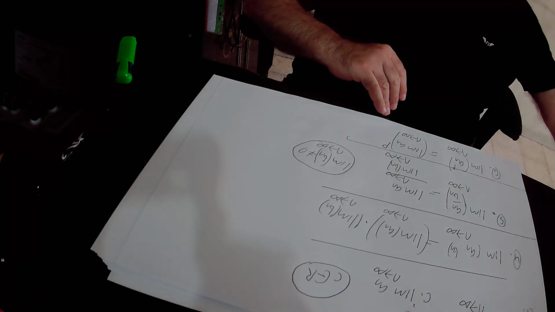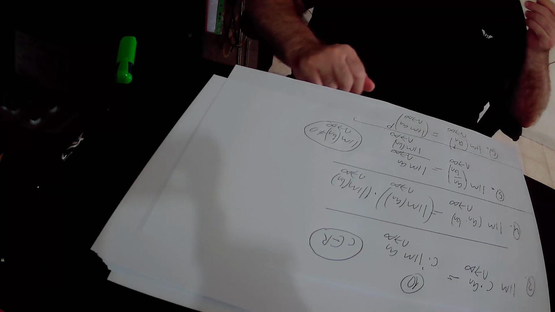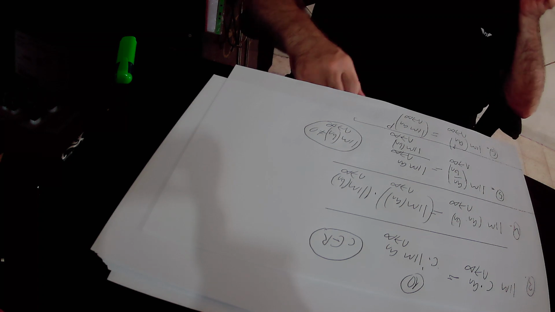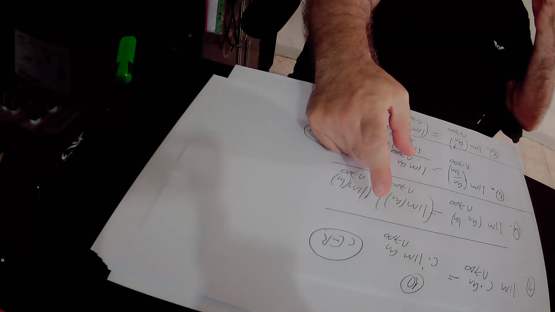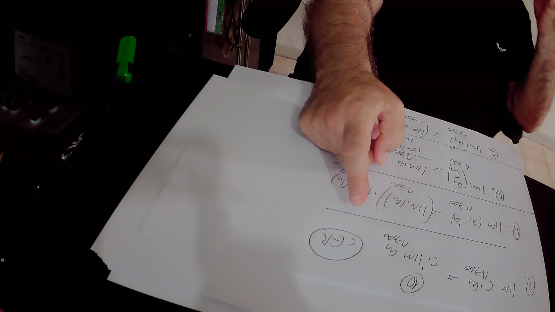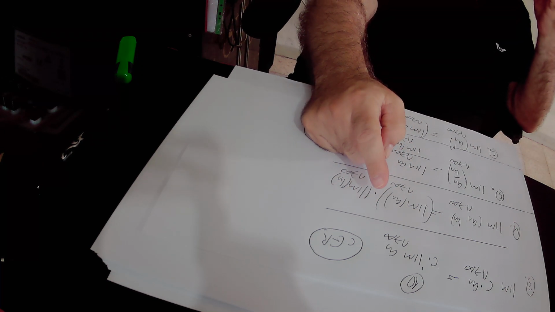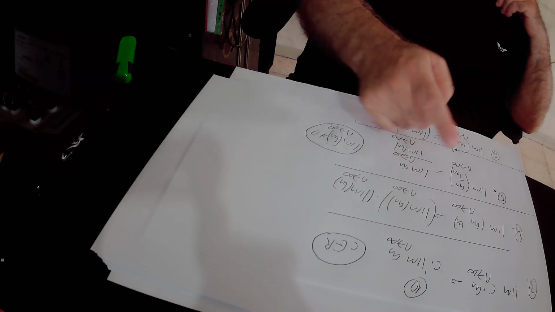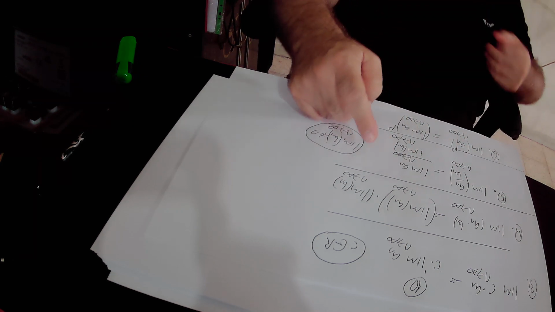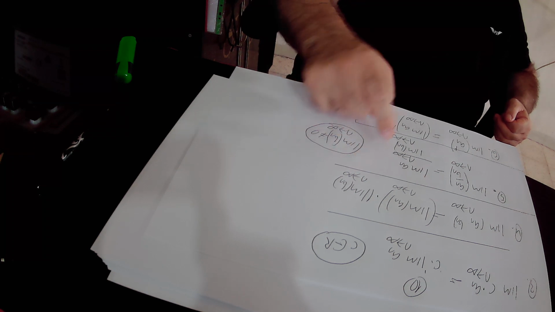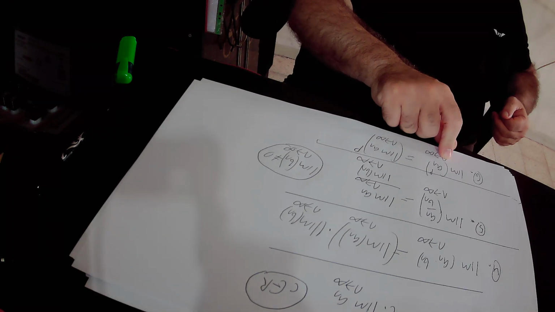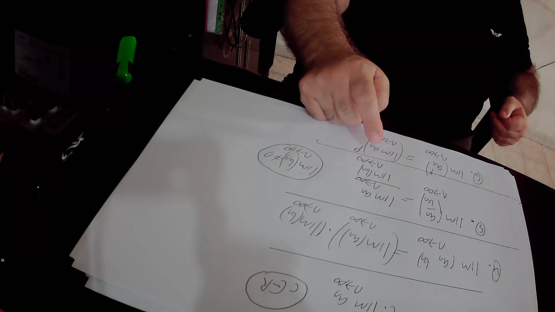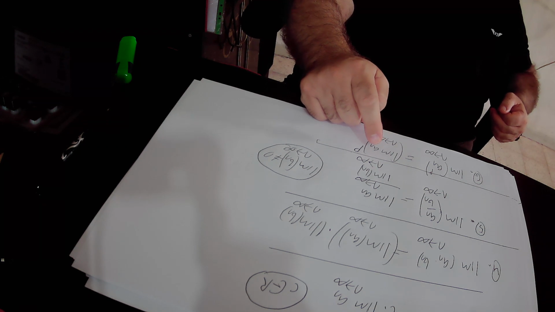And equation number 3 is also true: the limit of sequence c times an when n tends to infinity equals c times the limit of sequence an when n tends to infinity. c belongs to the real numbers, that is to say c could be any real number. And equation number 4 is also true: the limit of sequence an times bn when n tends to infinity equals the limit of sequence an times the limit of sequence bn when n tends to infinity. And we have equation number 5, also true: the limit of sequence an over bn when n tends to infinity equals the limit of sequence an over the limit of sequence bn when n tends to infinity.